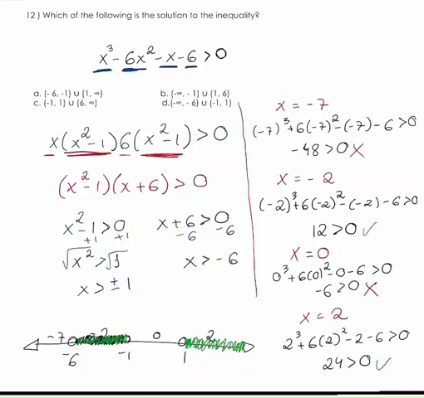Our answer will be negative 6 to negative 1, union 1 to infinity. So if we look back to our options, we can see that the right answer is letter A.